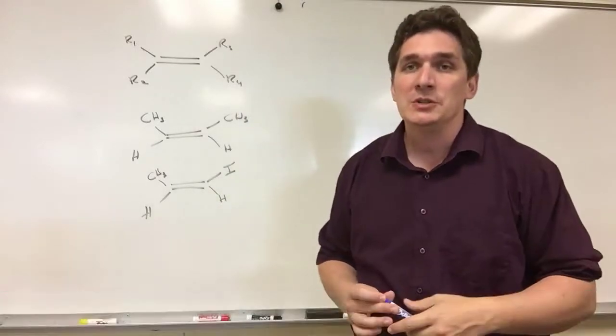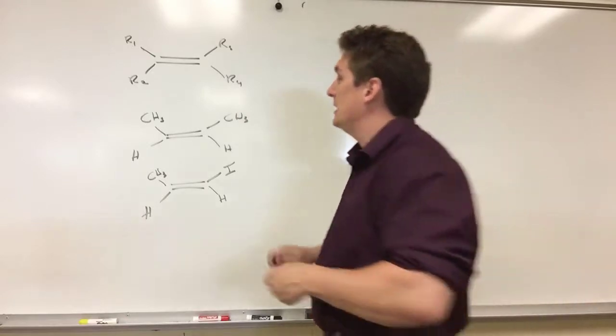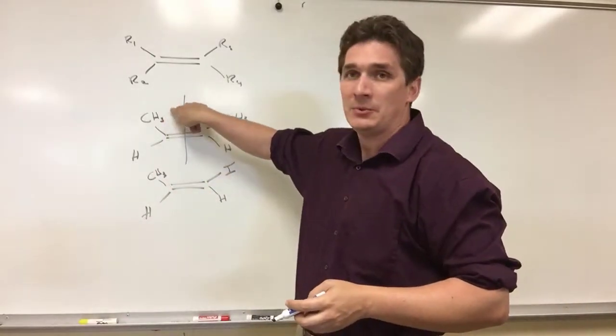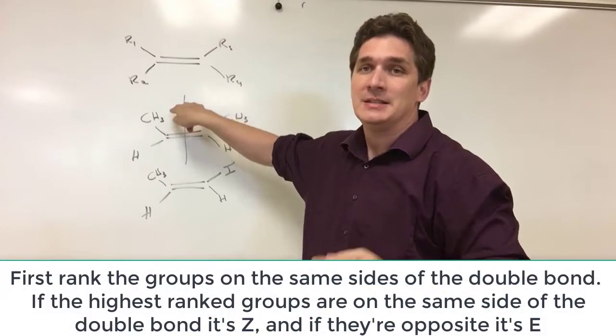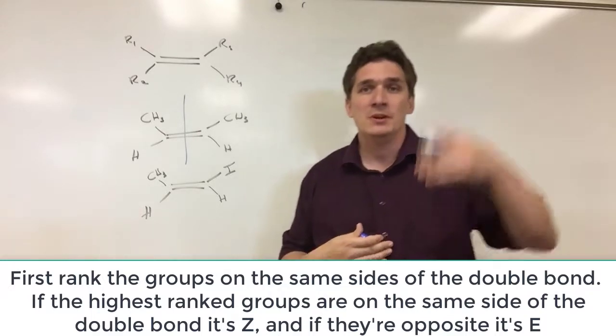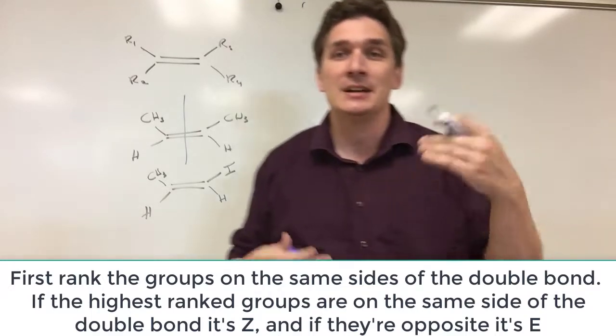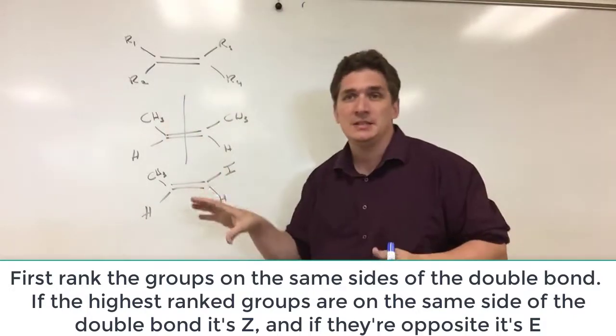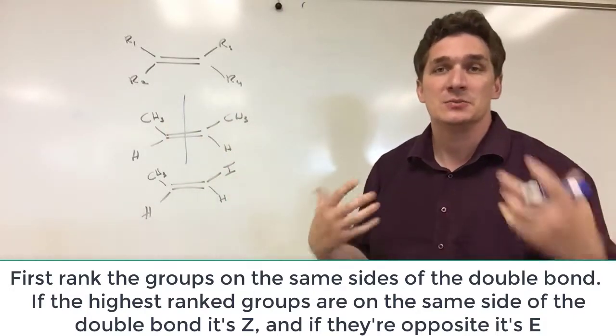But what we're going to do is rank the groups on the left and the right side. Now, if the high-priority groups are on the same side, this is a Zusammen or a Z configuration. If they are opposite each other, meaning one is up, one is down, this is an E, Entgegen, telling us that they are on opposite sides of the double bond. So for this one, it's easy. You see that it's a cis, they're on the same side, so this is a Z.